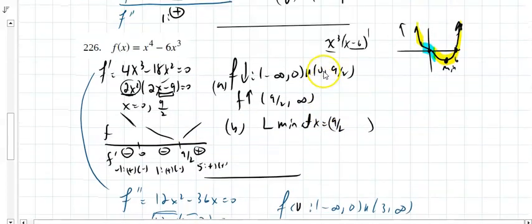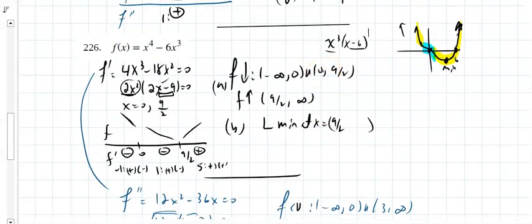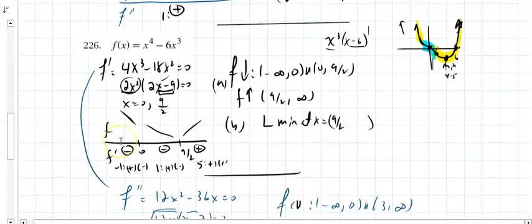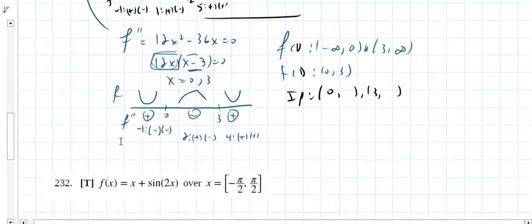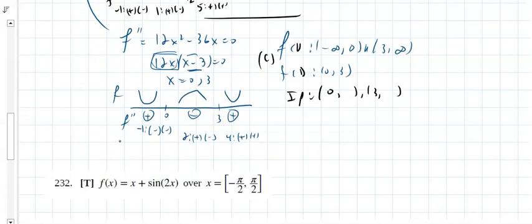And as we see, 0 is an inflection point, and this is 4.5, the minimum. So 3 is about right there, somewhere down there. Now we're not asked to graph, but that's really the goal of this.